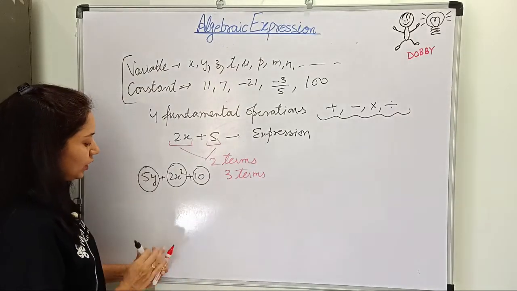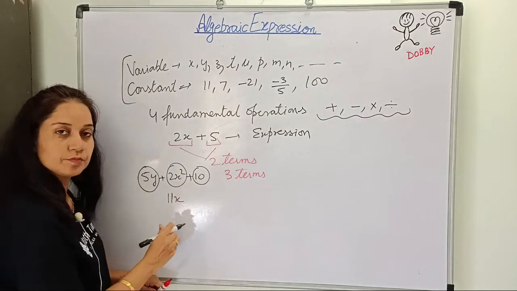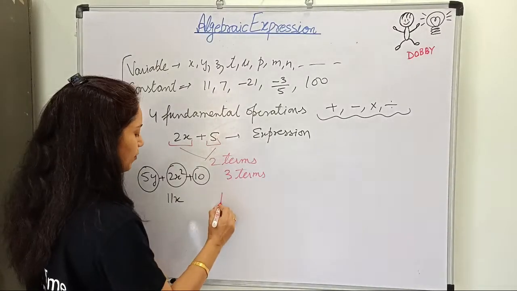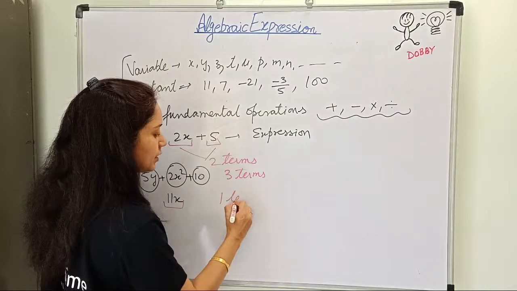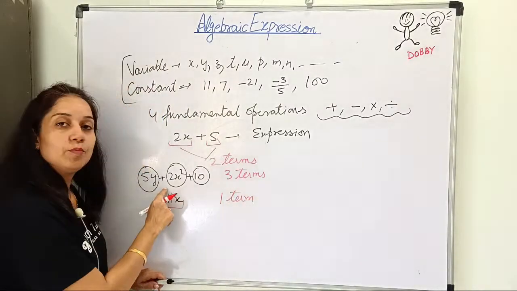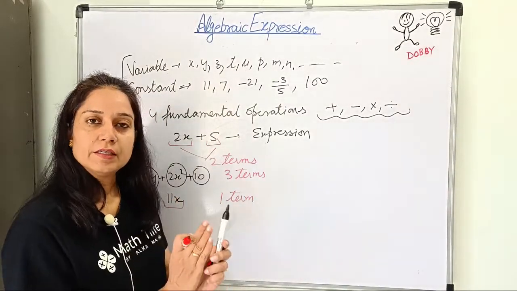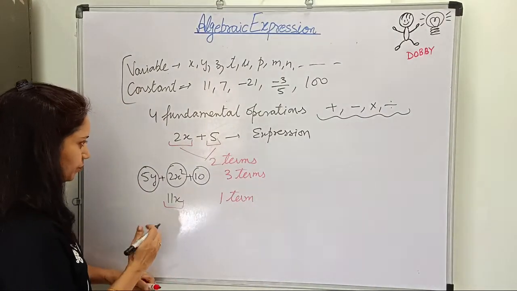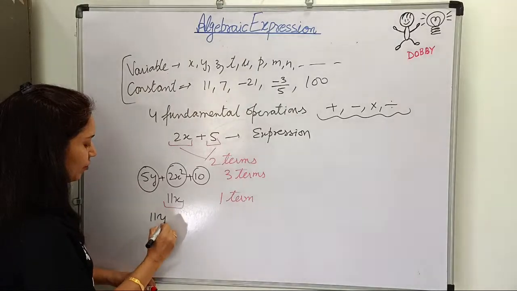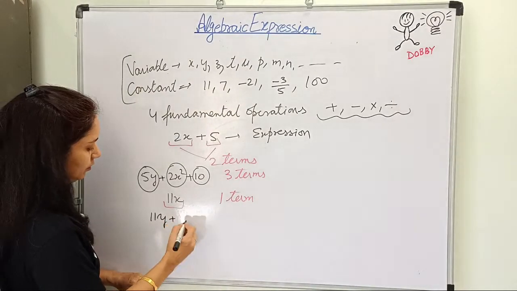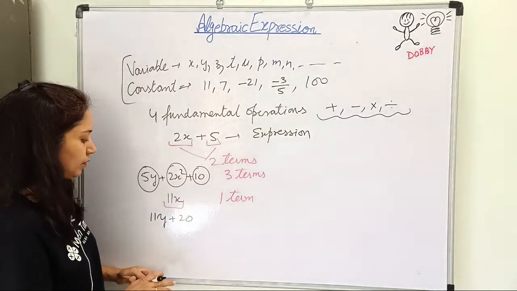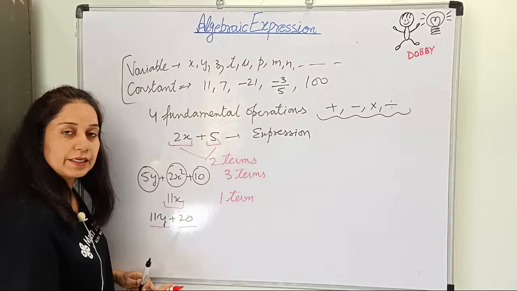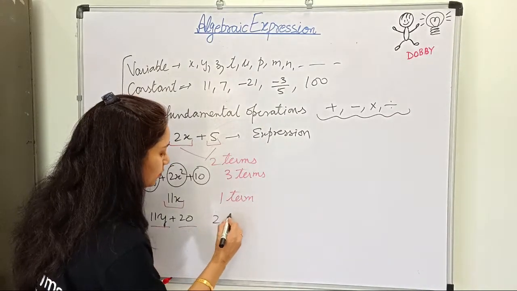If we have only 11x, 11 times x, this is having one term, only this. There is no plus sign or minus sign. Plus or minus sign separates the terms. See next. You have 11y plus 20. 11y is one term, plus 20 is the second term. It is having two terms.